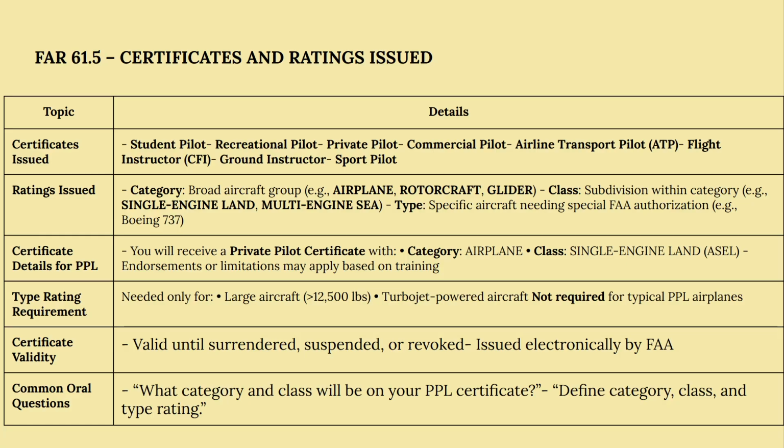Then some questions the DPE might ask you: what is a category and a class? Basically, define a category, class, and type rating. A category is a thing that flies. Then class is what's different. Does it have more than 2 engines? Is it a seaplane, land plane, etc.? Then a type rating is for an airplane that weighs over 12,500 pounds, has more than 2 engines, and is turbojet powered.